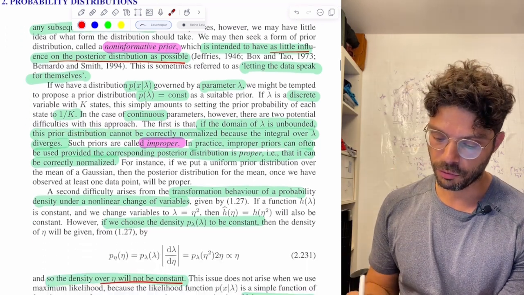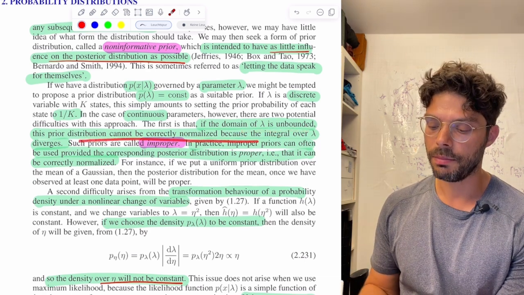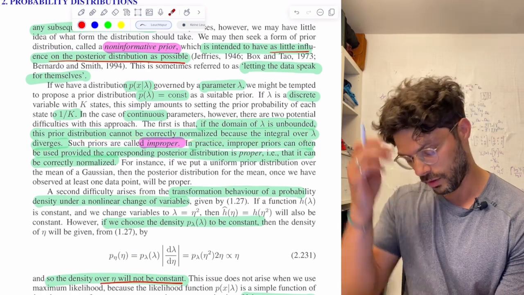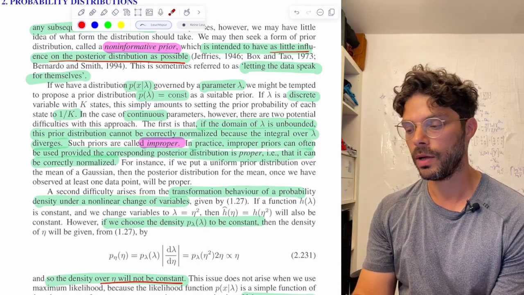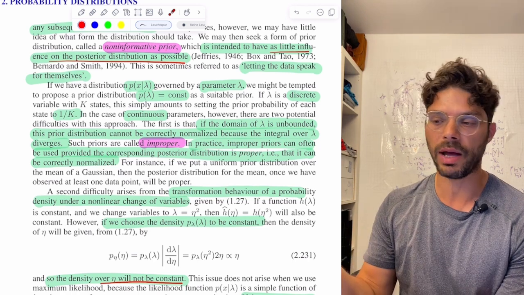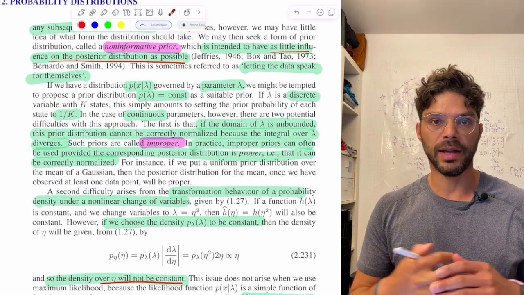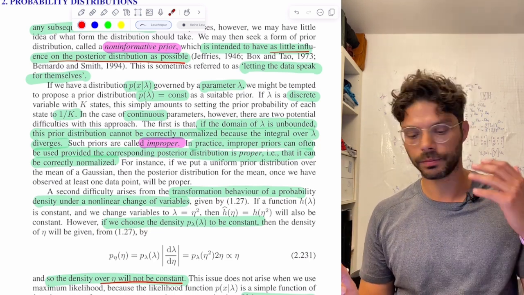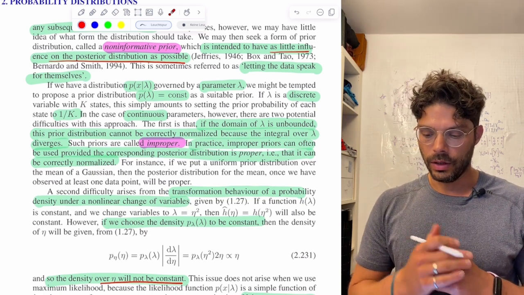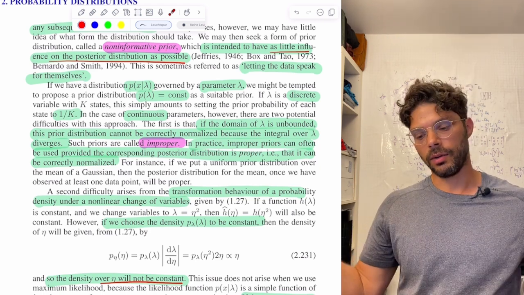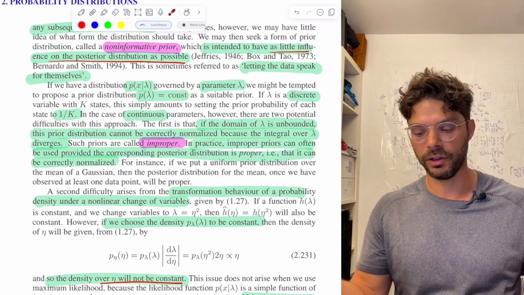Okay, so what's the first one? The first one is that if the domain of lambda is unbounded, this prior distribution cannot be correctly normalized because the integral over lambda diverges, right? All that's saying is, what constant value are you going to use when the parameter you're interested in is, say, the mean of some Gaussian, and it could take any real value? If the prior probability was some non-zero amount, then you would have to integrate that over the entire real line, and it's not going to be a proper probability distribution, right?